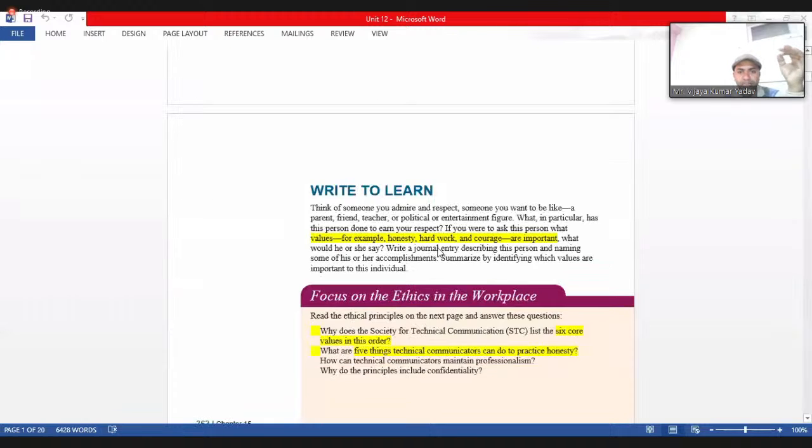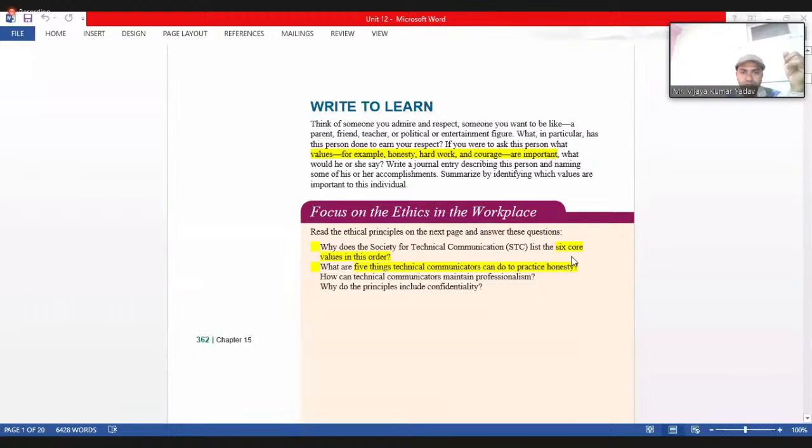So, ethics refer to values, that is honesty, hard work, courage, etc. These are very important. If you want to be ethical, it means you must be honest, you must do hard work, you must have courage. Here you will find 6 core values, and 5 things technical communicators can do to practice honesty. If technical communicators want to practice honesty, there are 5 things that they have to do. These are given here.